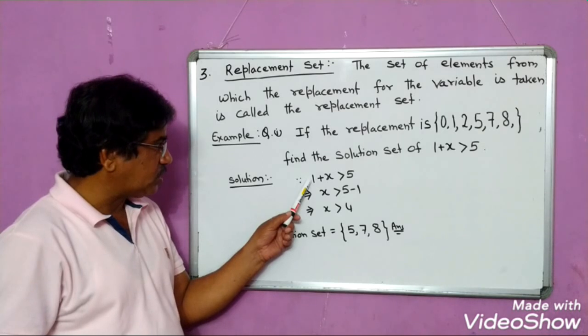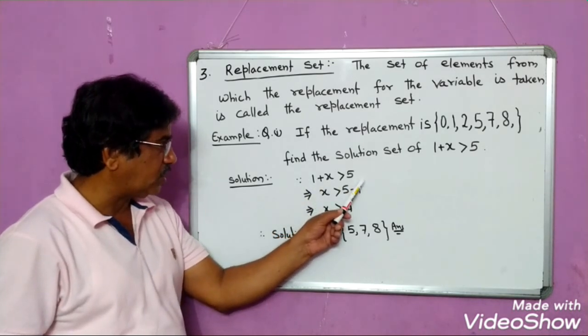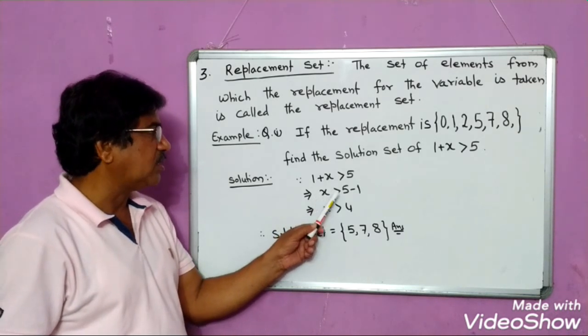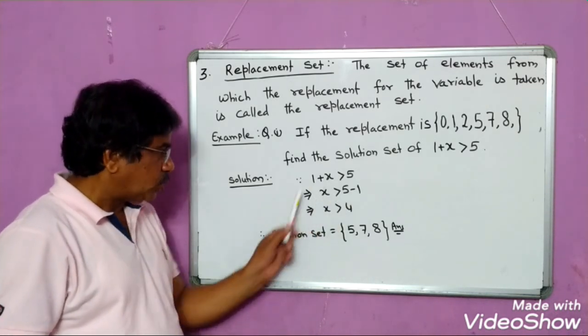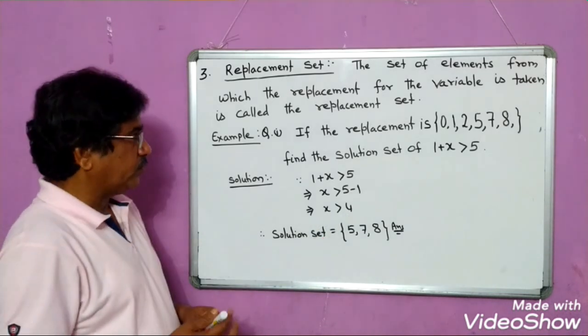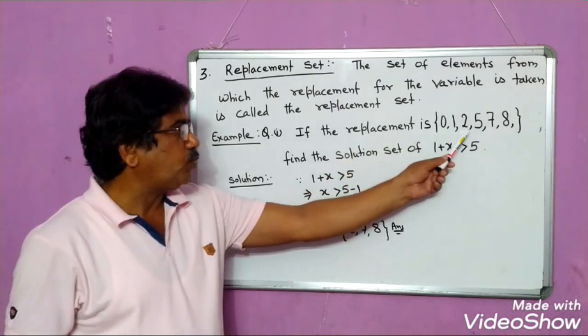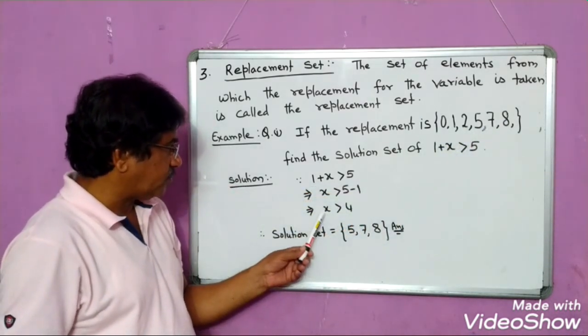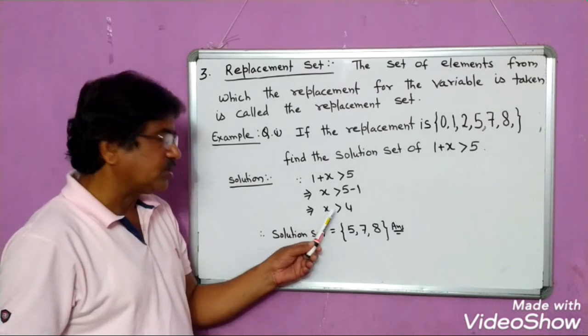Here it was plus 1, so when it goes to the right side of the inequality sign, it will become minus. So it becomes x is greater than 5 minus 1. On simplifying, we get x is greater than 4. Now, this is the replacement set 0, 1, 2, 5, 7 and 8. By solving the question, we got x is greater than 4.